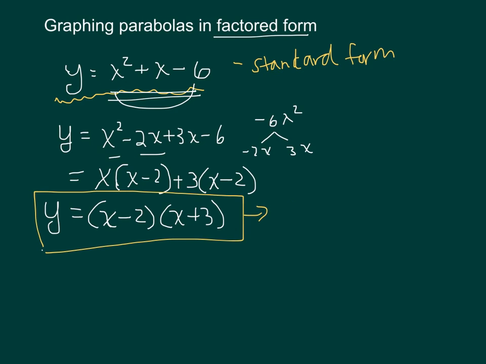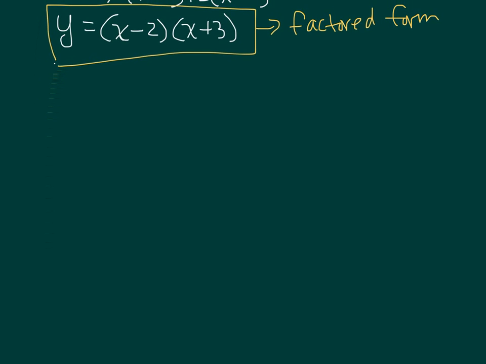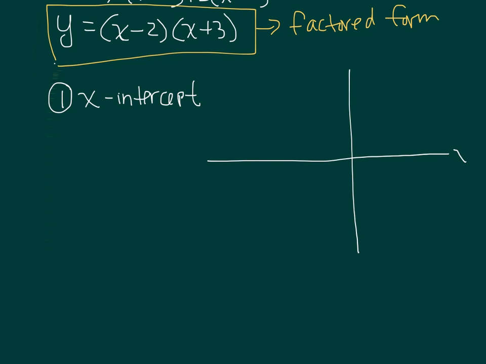And sometimes you're going to start off in this form, in which case you're going to want to use this method. Okay, so why is factored form helpful? Well, it's actually very easy to find the x-intercept when it's already in factored form. So we haven't really been graphing x-intercepts in the past, but it's always nice to have.